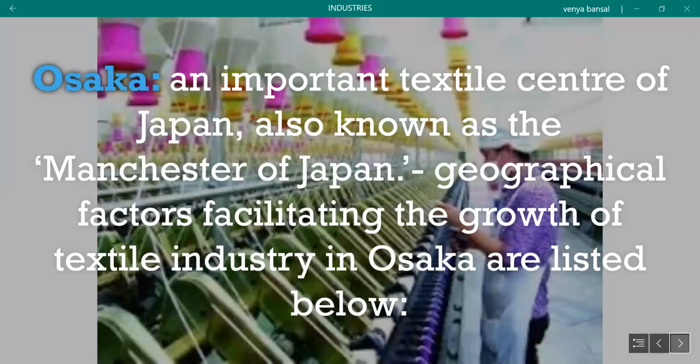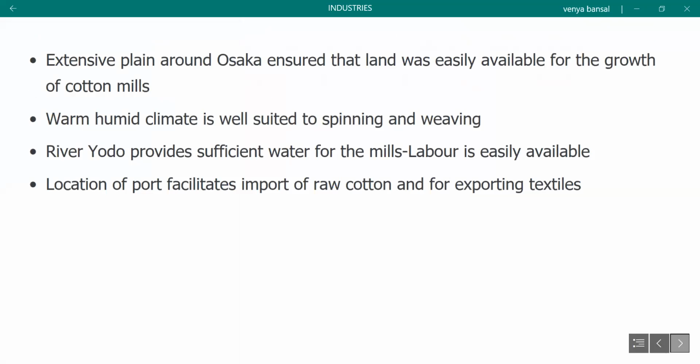Comparing it to the Osaka one, Osaka, which is in Japan, is an important textile center. It is also known as the Manchester of Japan. Geographically, the factors facilitating the growth of textile industries in Osaka are as below. The extensive plain around Osaka ensured land was easily available for the growth of cotton mills. Remember, the growth of cotton mills, not cotton, the plant. A warm, humid climate is well suited for spinning and weaving. The River Yodo provides sufficient water for the mills, and labor is easily available for them.